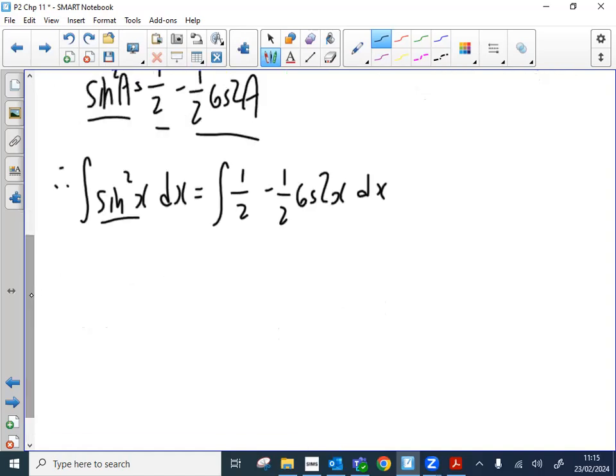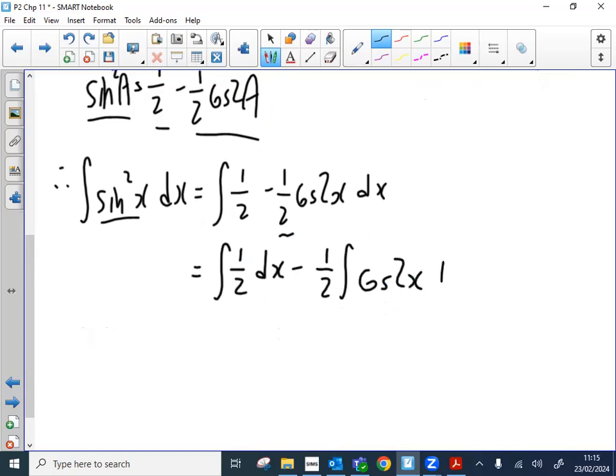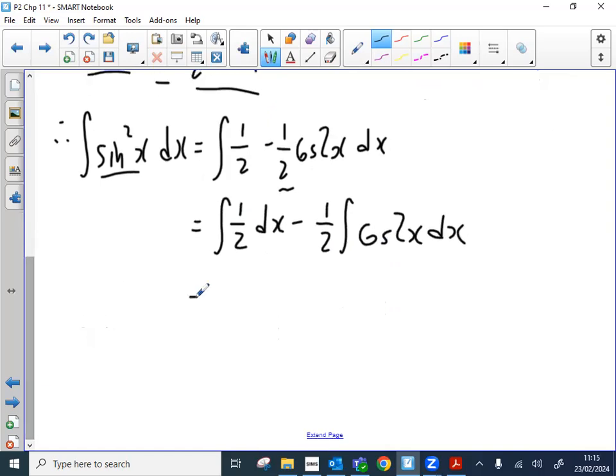Now, if you remember last lesson, when we have to integrate something with a minus in there, we can separate them. So it'll be a half dx minus, I can also take a half as a coefficient, cos 2x dx. The integral of half dx is easy because that's a half x. It's like integrating 5, it's 5x. The next part, minus a half, I'm not going to do anything with that.